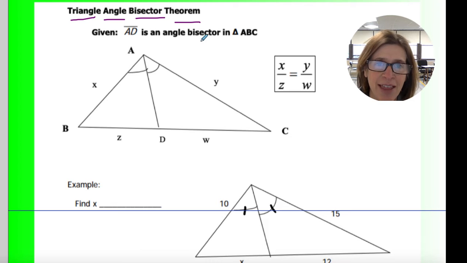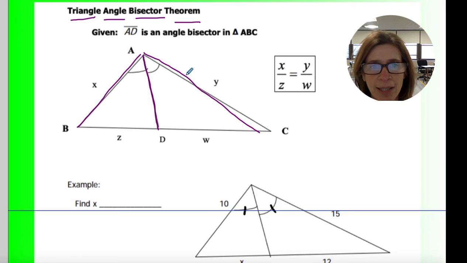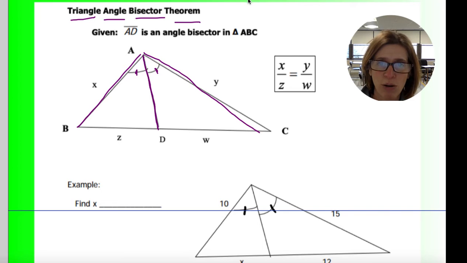If you're given the fact that segment AD, so this is segment AD, remember a segment right there, is an angle bisector in triangle ABC, and so it is an angle bisector to angle BAC. Okay, so it's an angle bisector to this whole angle right here. How do I know that? Well, these are marked congruent, so we can put the hash marks there to make it a little bit more clear for us. Okay, so if that happens, it divides the sides of the triangle proportionally.